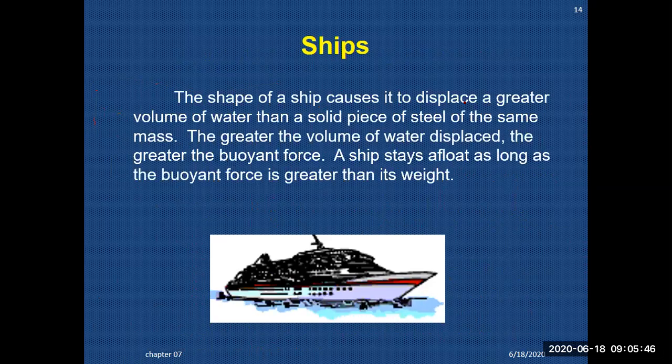The shape of the ship causes it to displace a greater volume of the water than a solid piece of steel of the same mass. If you take the same mass of the solid, it will displace a very small volume, and as a result the weight will increase and it will sink, but the ship will float because its volume is more. The greater the volume of water displaced, the greater the buoyant force. A ship stays afloat as long as the buoyant force is greater than its weight.